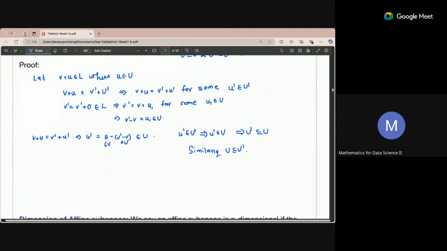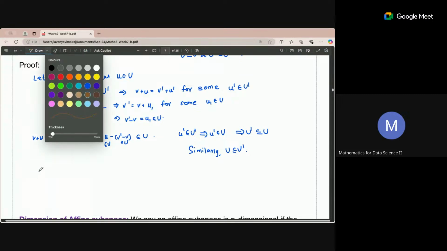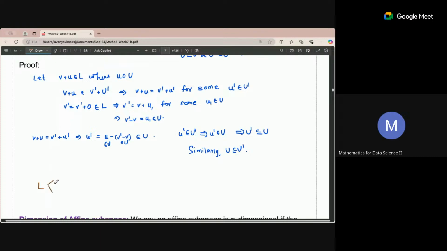So always in the representation L is equal to V plus U, you have one part which is V and another part U. V is not unique; in fact, it is any element of L. And here U is unique. Here I am assuming that U is non-zero. So this is not unique and this is unique. Up to this, is everything clear for everyone? Yes, ma'am.